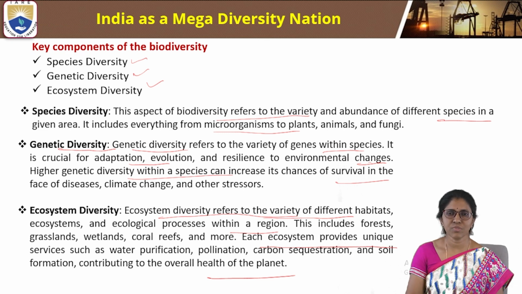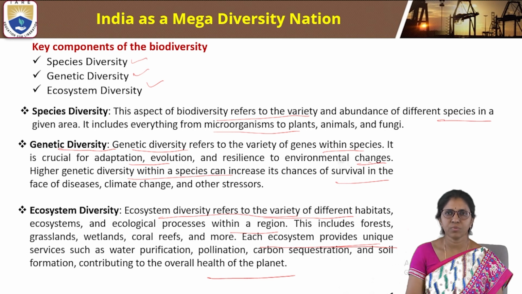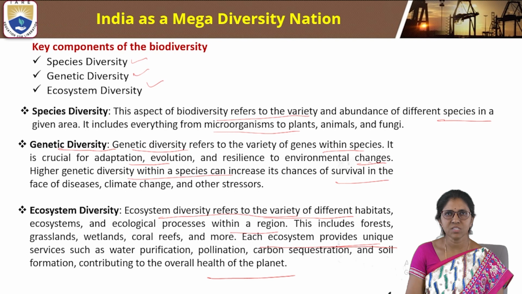This includes forest, grassland, wetland, coral reefs, and more. Each ecosystem provides unique services such as water purification, pollination, carbon sequestration, and soil formation, contributing to the overall health of the planet. So these are the key components of biodiversity: species diversity, genetic diversity, and ecosystem diversity.